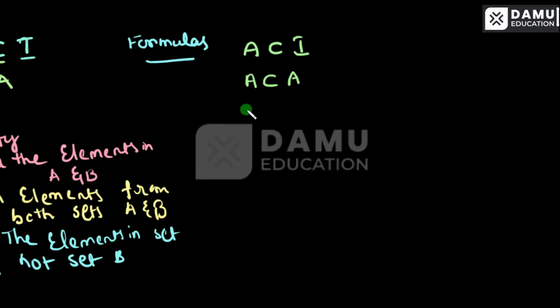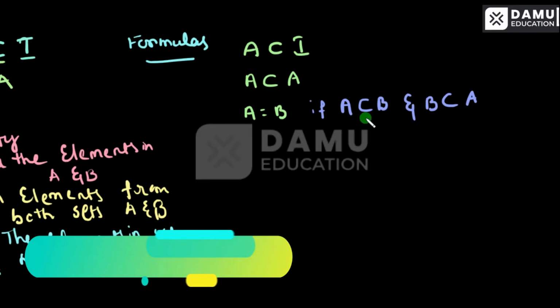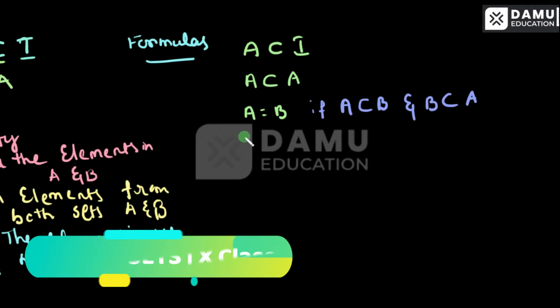Next, A equal to B means, if A is equal to B, then A is a subset of B and B is a subset of A. If it is like this, then the two sets will be equal. Next, the empty set, that is phi, is always a subset of any set. So the empty set, that is the null set, is always a subset of any set.